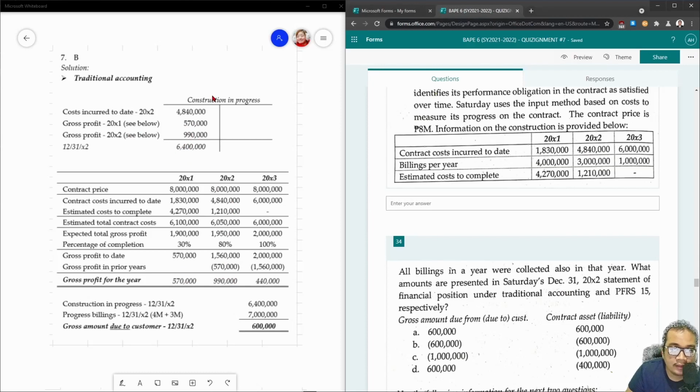570 yung 990. Construction in progress natin, 6.4. So, ilagay mo dyan. Construction in progress mo, ibig sabihin kung magkano na nagastos mo para sa construction, 6.4. Pero kahit na 6.4 pa lang yung nagastos mo, nag-bill ka kay customer, humingi ka na sa kanya ng 7 million. 6.4 pa lang yung nagagawa mo, pero nag-bill ka na ng 7 million. So, anong meaning yan?